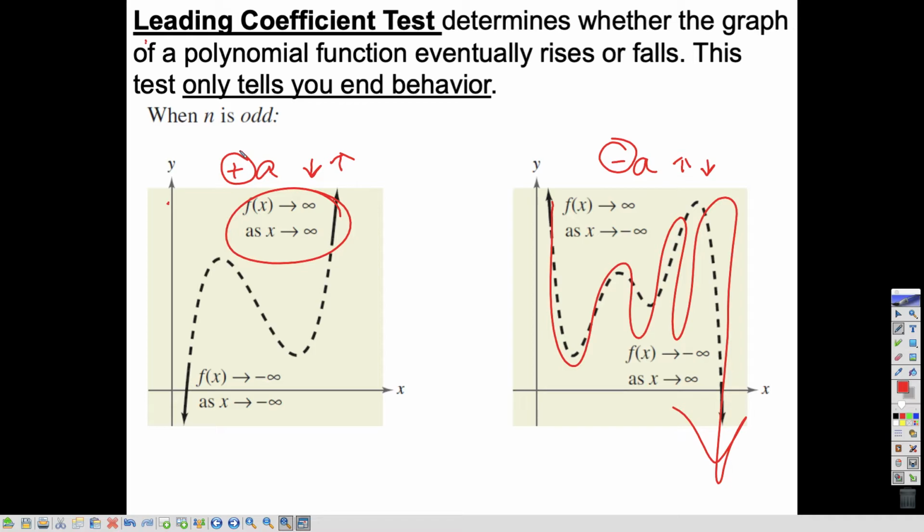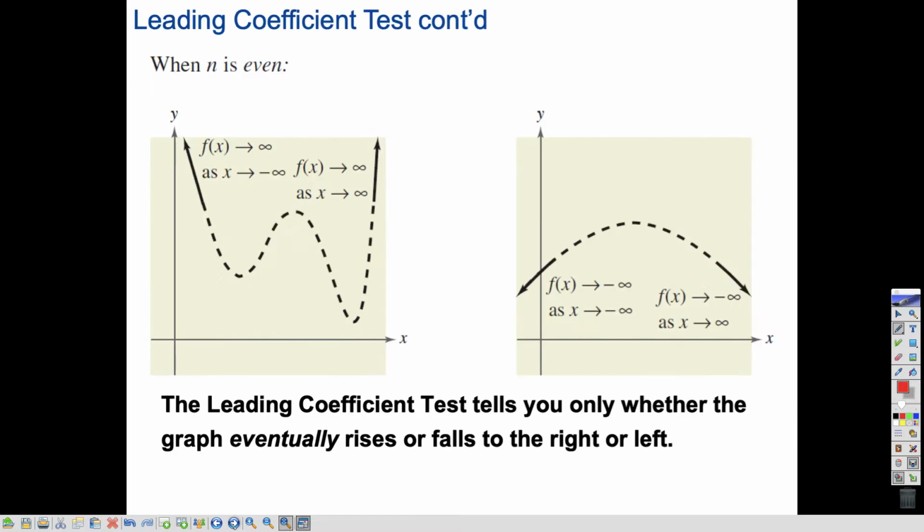It started really good. Okay, now, are these odd or even? Even. Why? Because they both end on the same side. You don't even know what degree, but you know it's even. So was this A positive or negative on the left? Positive, because it's ending up. And this A was negative, because it's ending down.